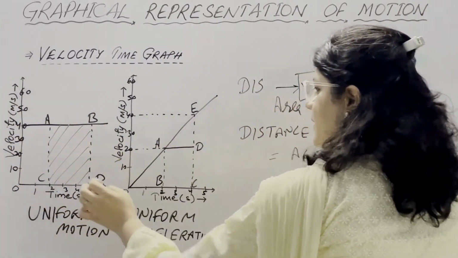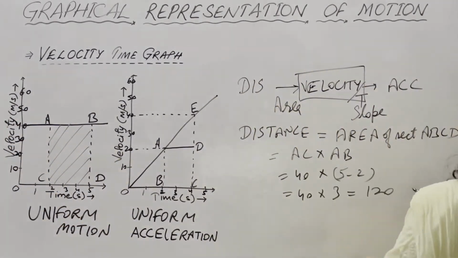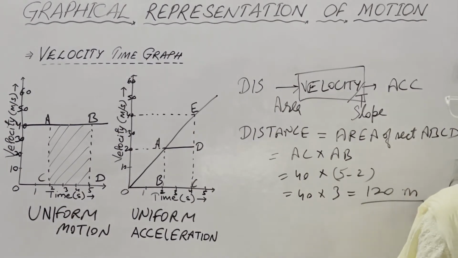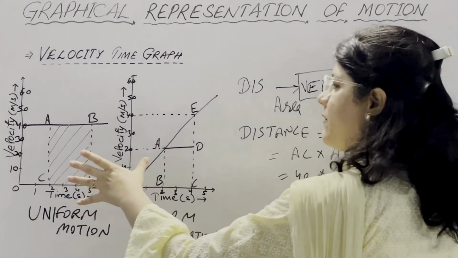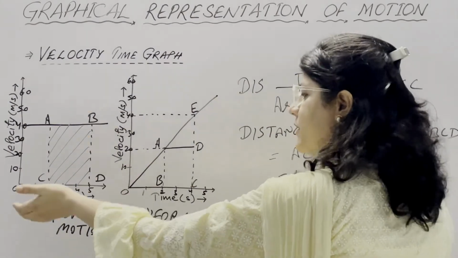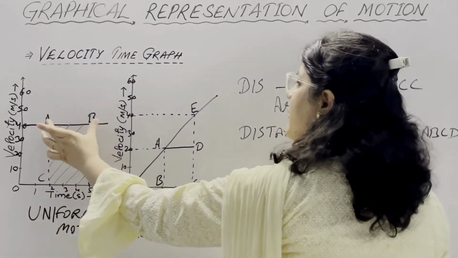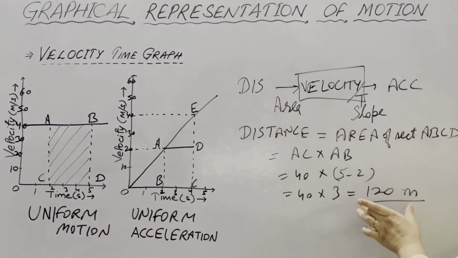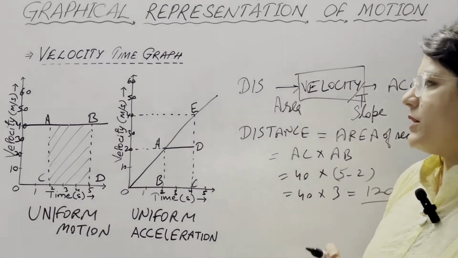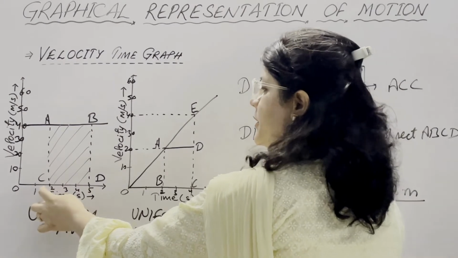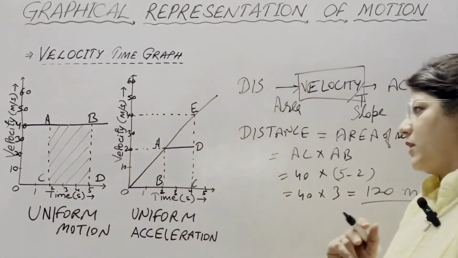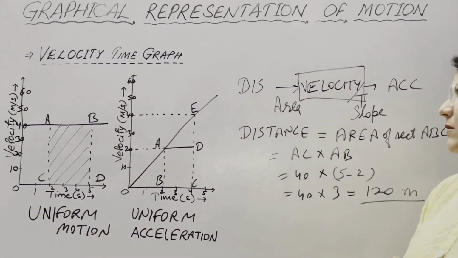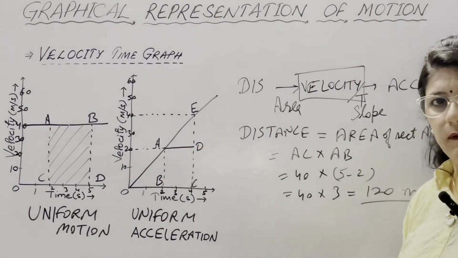The unit is meter per second and here it is second, so distance is in meter. 120 meter is the distance covered by this particle which is moving with uniform motion, and we are taking this part AB. The distance covered by this particle is 120 meter within the time period 2 seconds to 5 seconds only. So it is very simple to calculate from the velocity time graph.